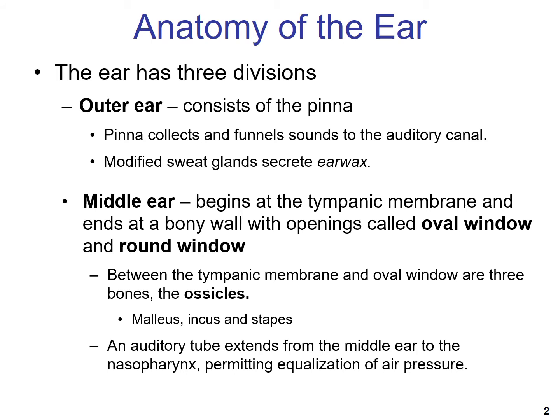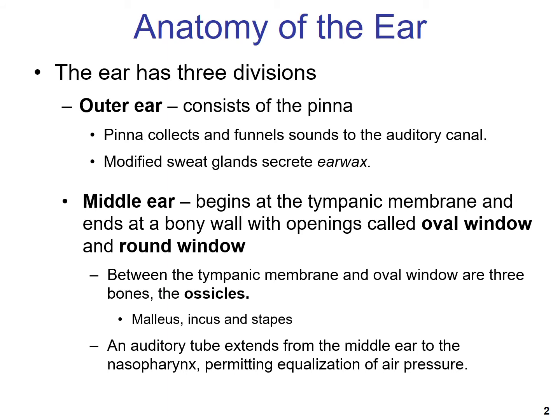Okay, so the middle ear begins at the eardrum, which is also called the tympanic membrane, and ends at a wall with openings called the oval window and the round window. What connects the eardrum to the oval window are three bones called the ossicles. These are the three ear bones: the malleus, the incus, and the stapes. When sound hits the tympanic membrane, it vibrates, and the ossicles amplify that vibration and transmit it to the oval window.